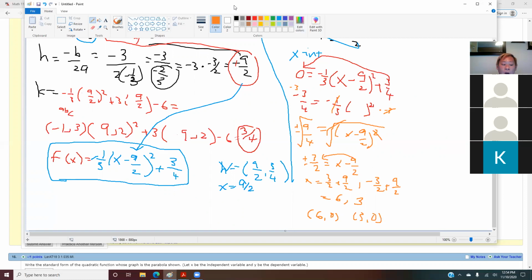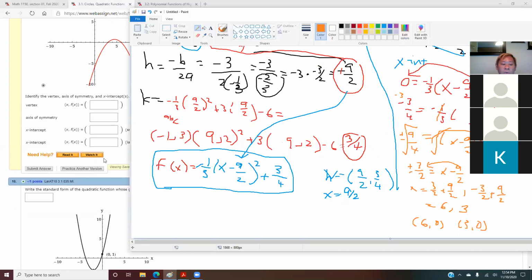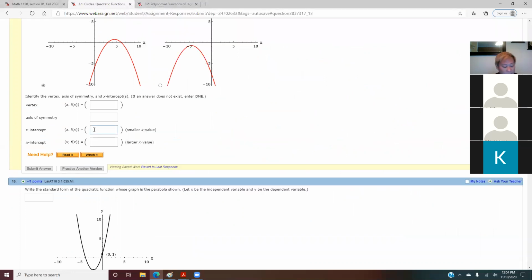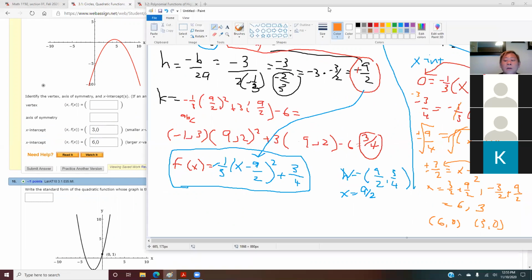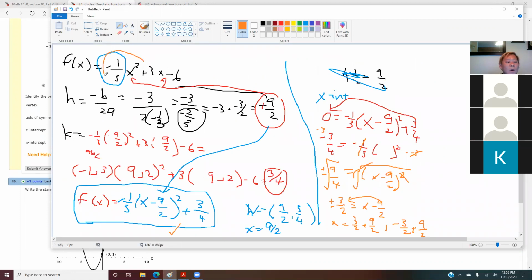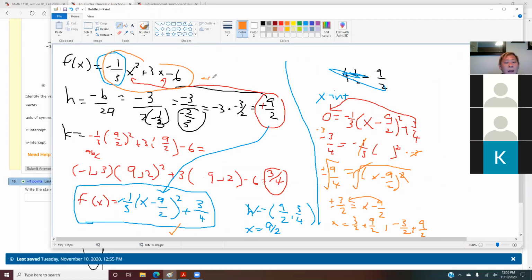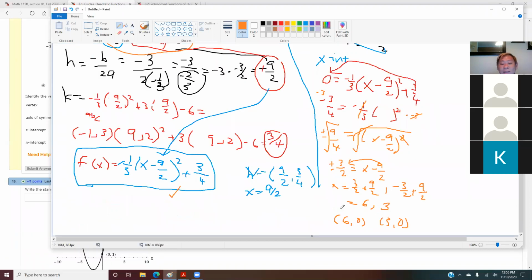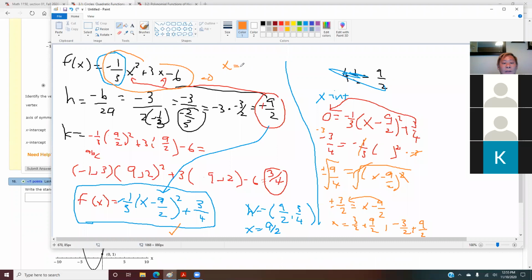And don't forget, in your online homework, they want you to put the smallest one first. So in this case, the 3, 0 is the smallest one first, and then the 6, 0 is the one coming up. So make sure you know which one is small, which one is large. So this is how you find your x-intercept using this function. Otherwise, you set this whole thing equal to 0 and solve for x using the quadratic formula or something else, and your answer is still going to be 6 and 3.